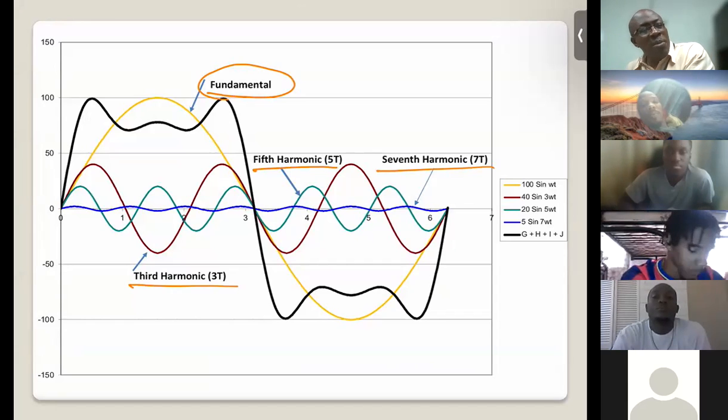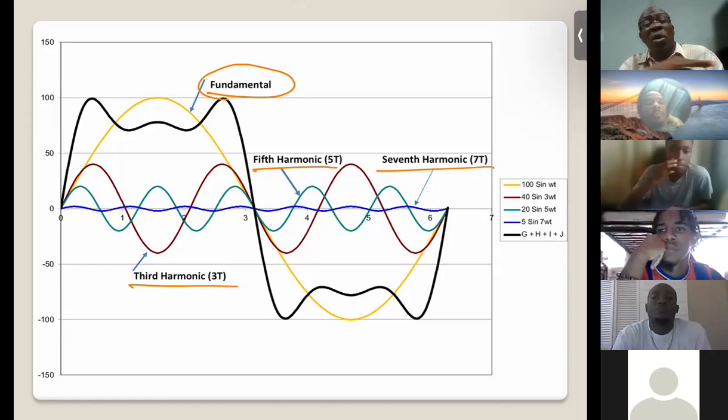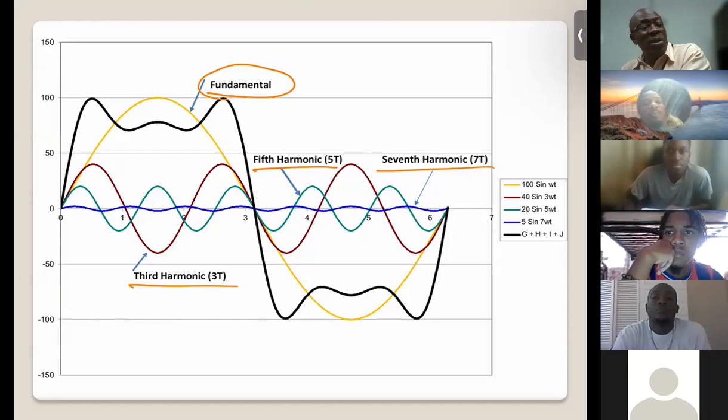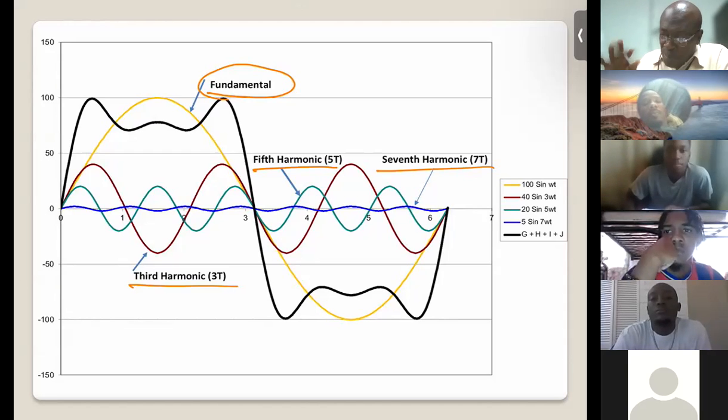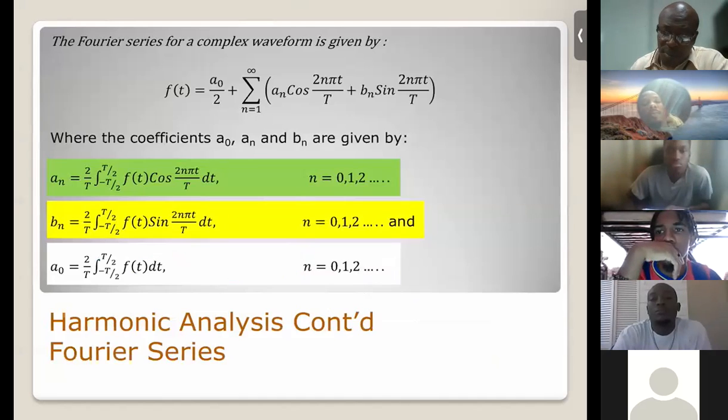If I went to another wave, I may not have any odd harmonics. I might have only even harmonics. And then there may be a third wave that we analyze that will have all the harmonics present. So you may have second, third, fourth, all the way up to infinity. All right? So we make the distinction between fundamental and harmonics.